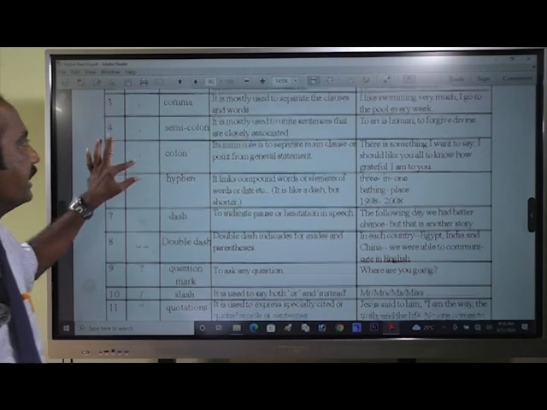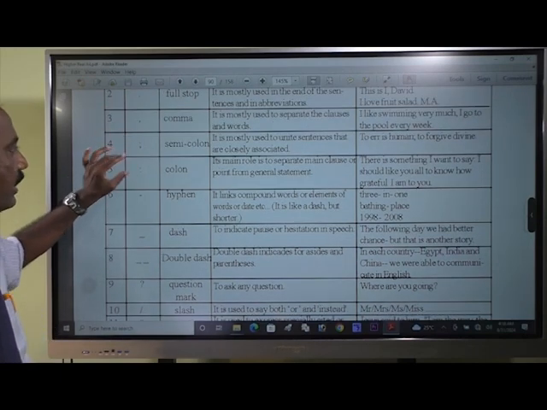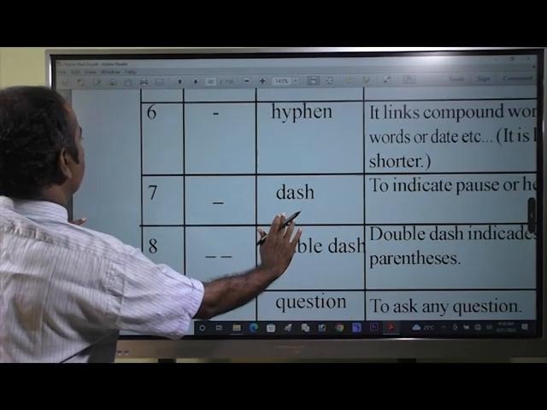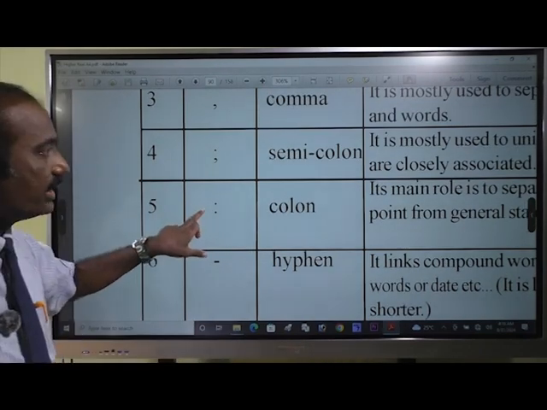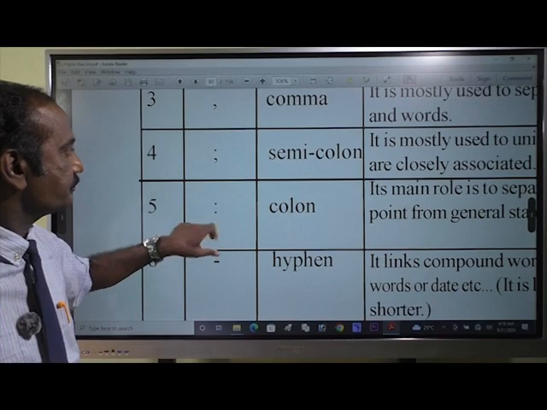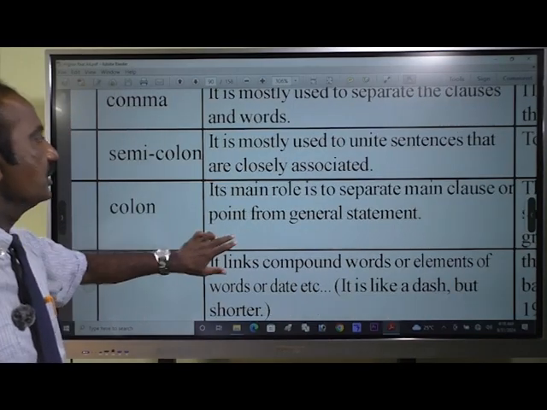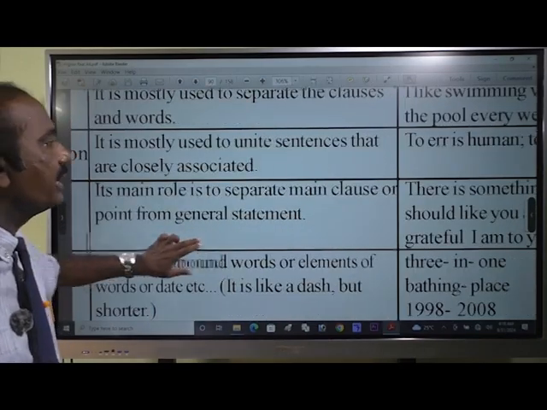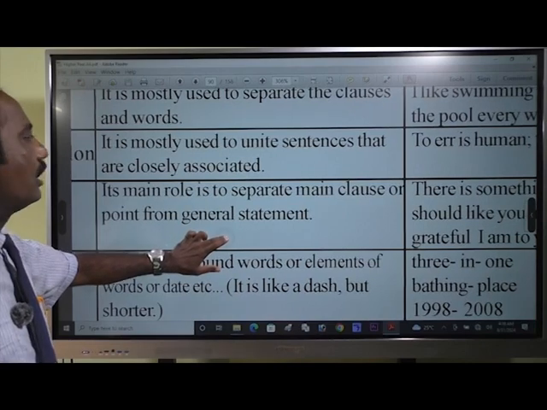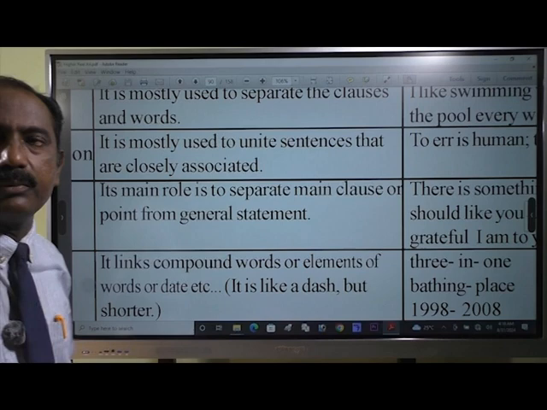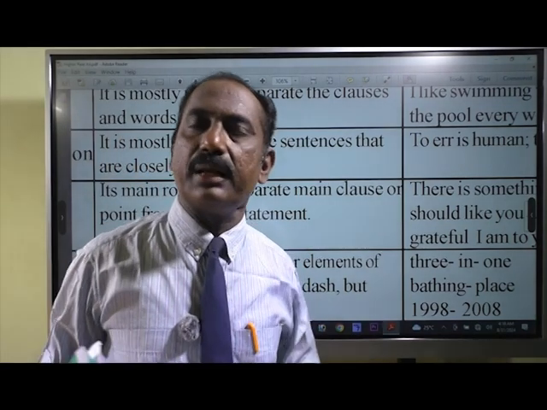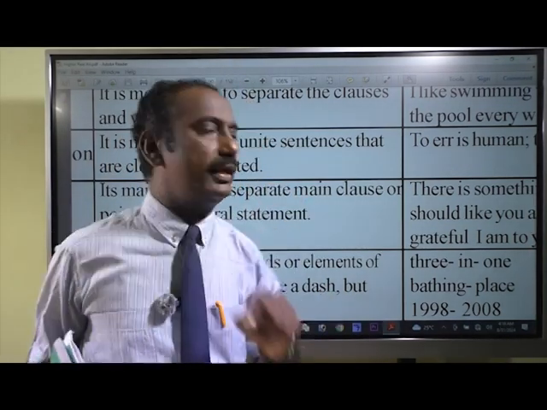Remember, there is a slight difference between semicolon and colon. You can understand it easily, colon and semicolon. Colon is very important. Remember that its main role is to separate a main clause or point from a general statement. A main clause or point can be divided, separated from a general statement with a colon.